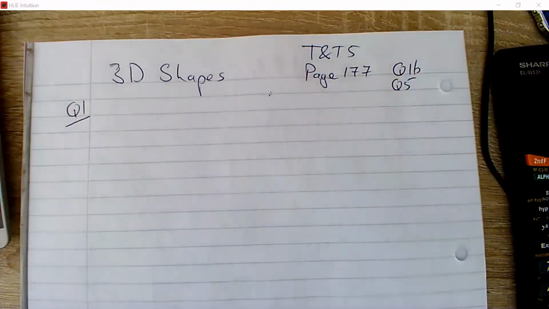Hi everyone, we're looking at 3D shapes today. This is Text and Test 5, page 177. We're going to look at question 1b and question 5.